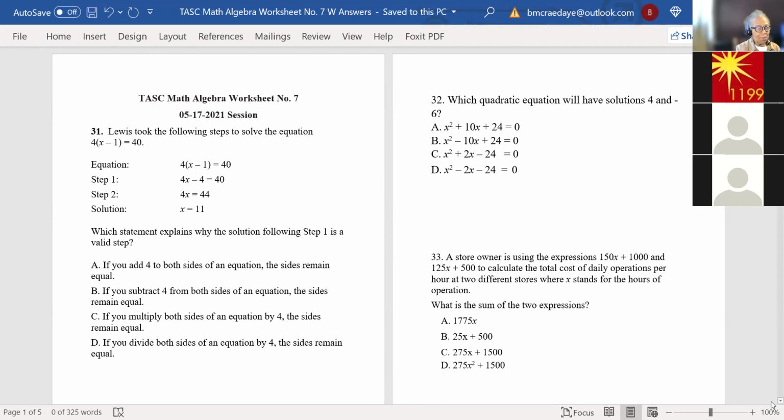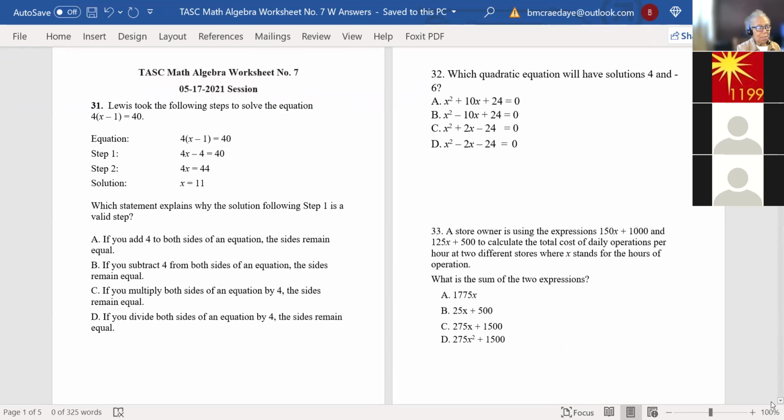Maureen, what's the answer to 31? You've got the following steps to solve the equation 4 times (x minus 1) equals 40. Which statement explains why the solution following step 1 is a valid step? I put C: if you multiply both sides of the equation by 4, the sides remain equal. What did you have, Vanessa?